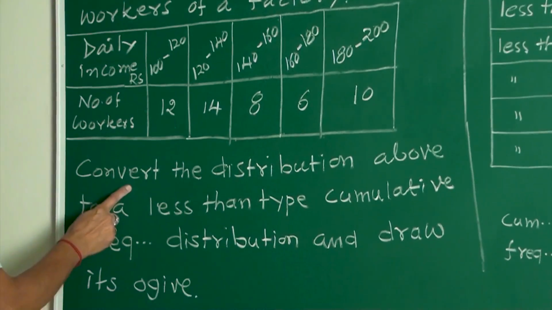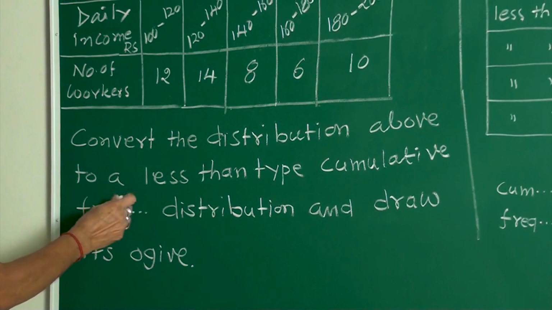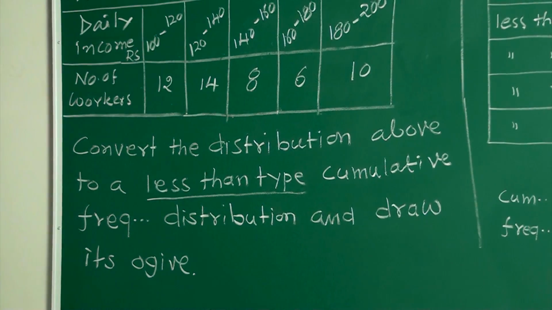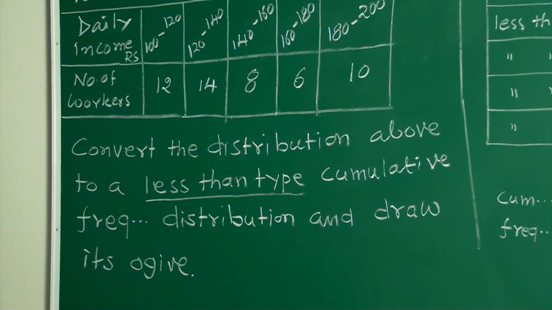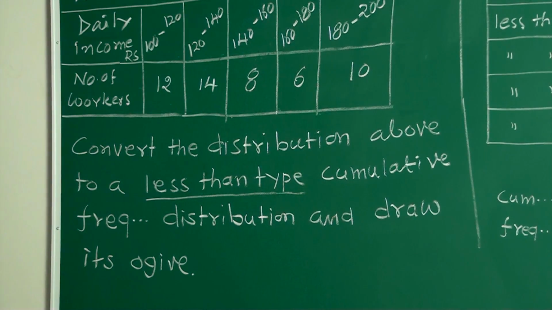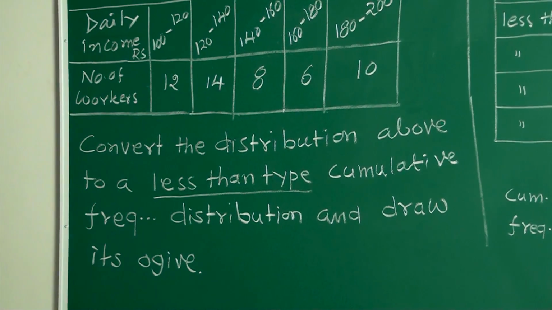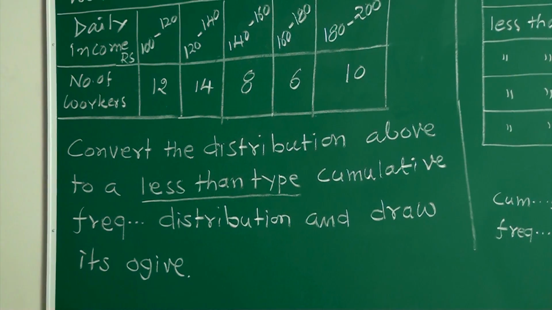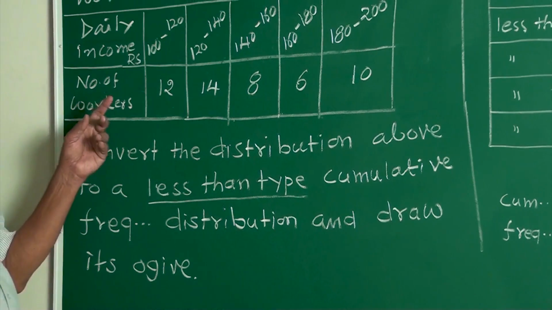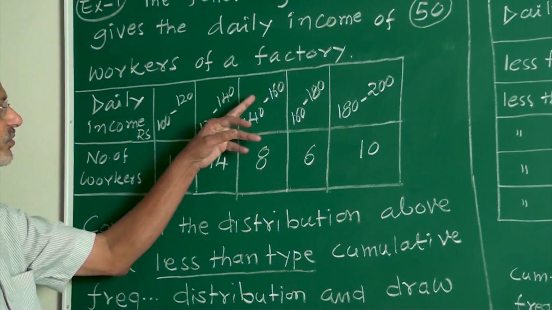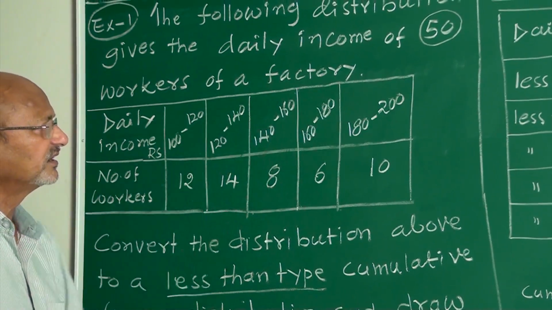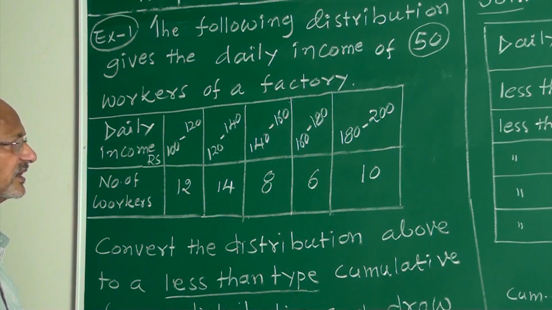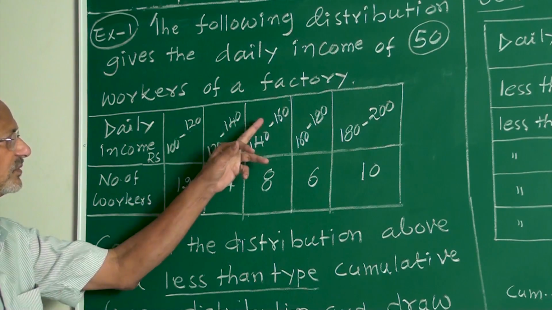Convert the distribution above to a less than type cumulative frequency distribution and draw its graph. The graph is called an Ogive. Draw the graph. Here you want the upper limits: 120, 140, 160, 180, 200. They are the x coordinates of the points on the graph.